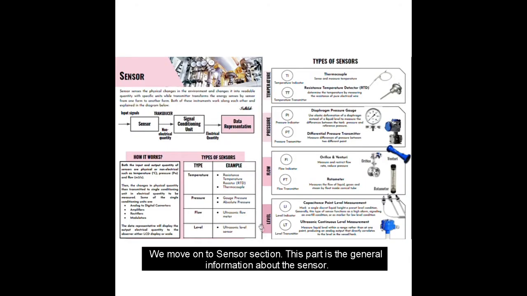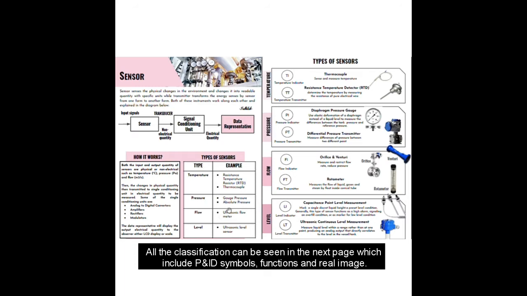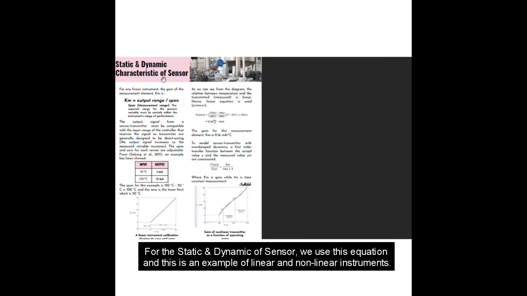Next, we move to sensor sections, and this part is the general information for the sensor, and this is how it works. And there are four types of sensor, which includes temperature, pressure, flow, and levels. And all the classification we can see at the next page, which include PNID, symbols, functions, and also real image. For the static and dynamic characteristic of sensor, we use these equations, and this is how the case of linear instruments and nonlinear instruments.